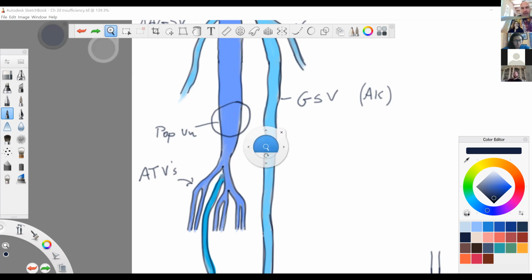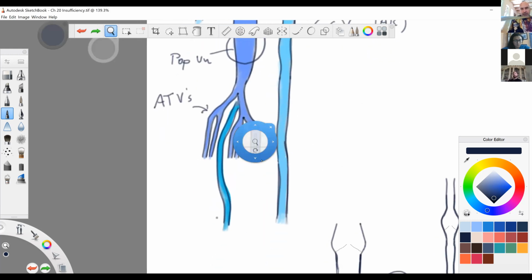And then as we come down a little further, we have a small saphenous vein, right? Not short. They've settled on small saphenous vein. They used to call it short saphenous vein. Okay.